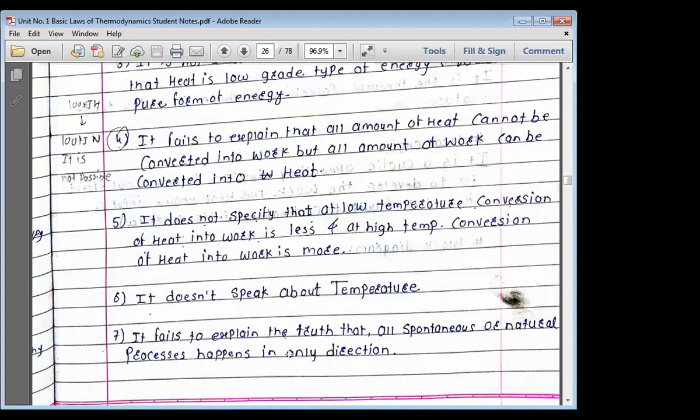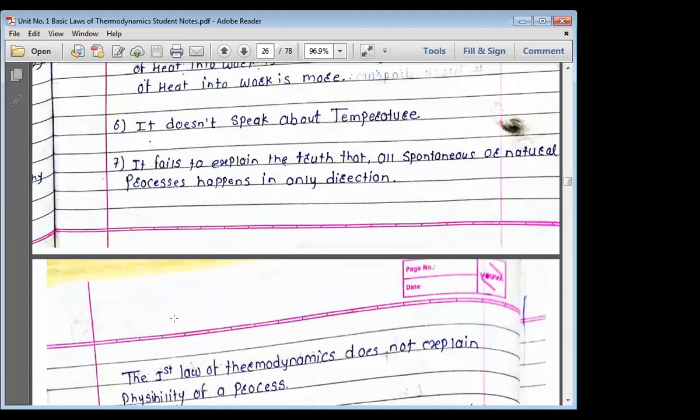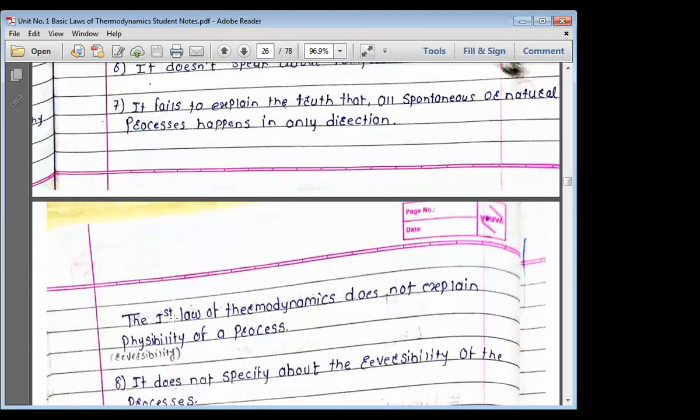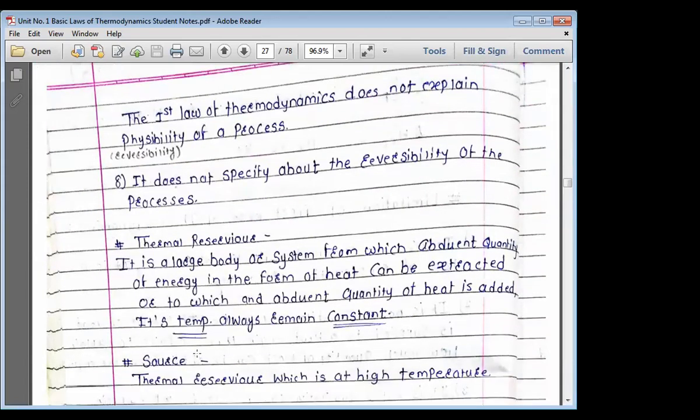It fails to explain the truth that all spontaneous or natural processes happen in only one direction, and the reverse of them is not possible. The first law of thermodynamics does not explain the feasibility of a process, meaning whether the process will happen or not. That is reversibility, whether the process is reversible or not, which cannot be explained by the first law. It is telling only that heat can be converted into work and work can be converted into heat, or it is a law of conservation of energy. So it does not specify the reversibility of the process. These are the limitations.